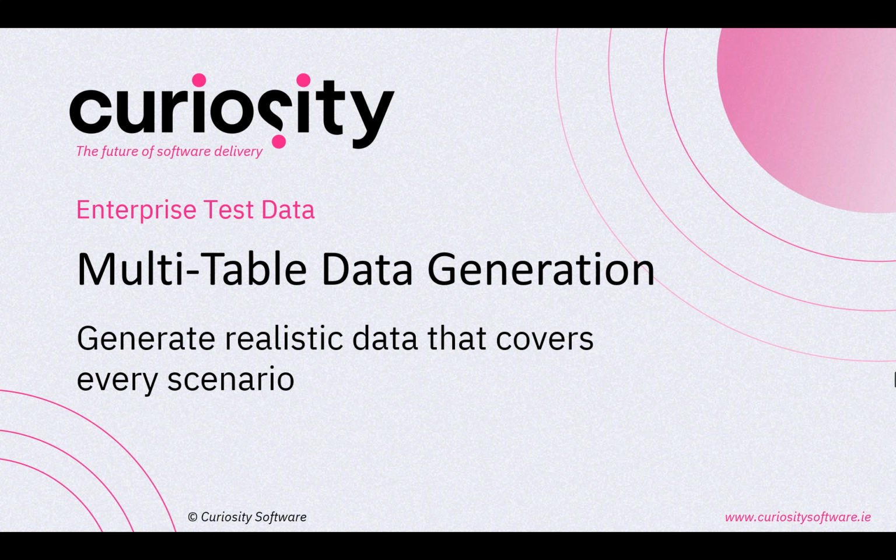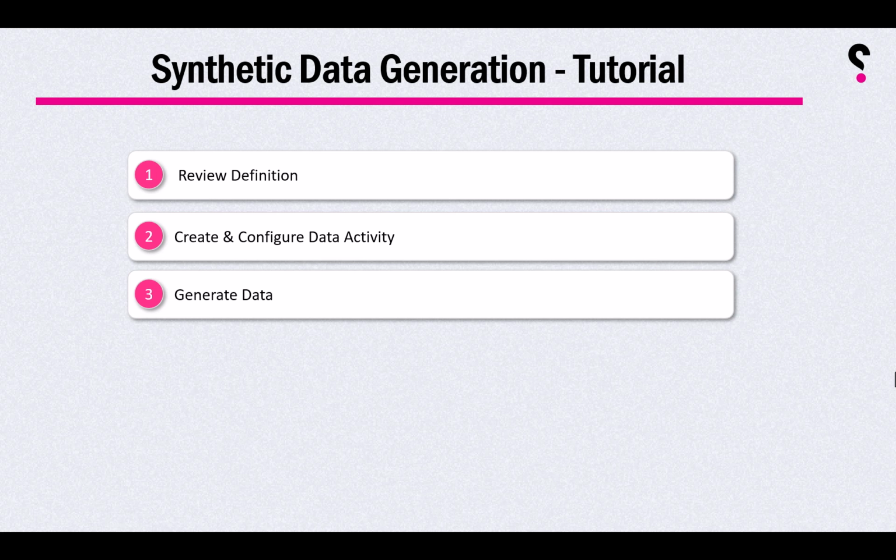In this video, we're going to look at multi-table data generation so that we can generate realistic data that covers every scenario into multiple tables. Let's start off by reviewing an existing definition that we created in a previous video. We're then going to create and configure a new data activity for generating into multiple tables. And finally, we're going to generate the data and take a look at the result.